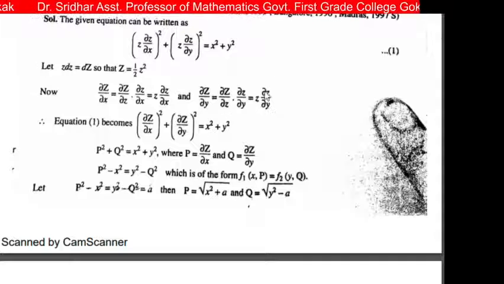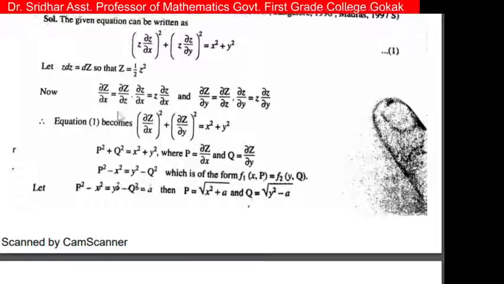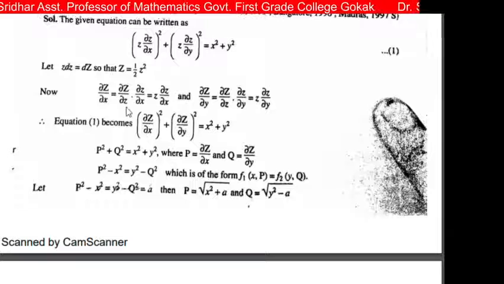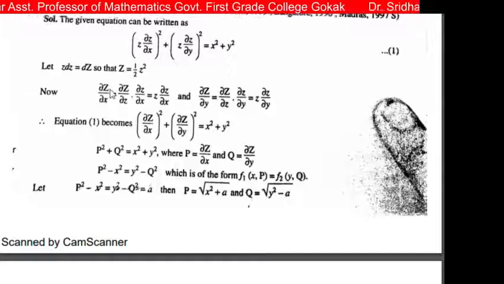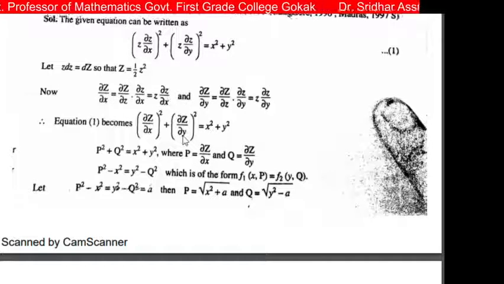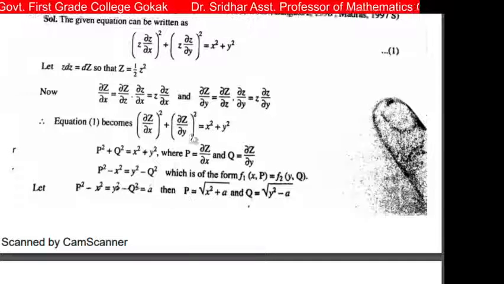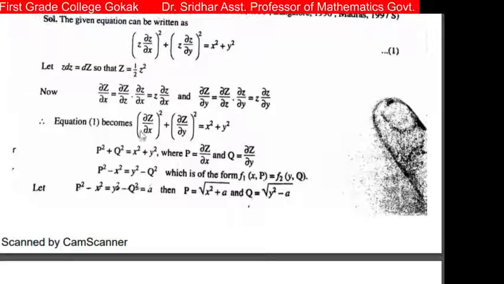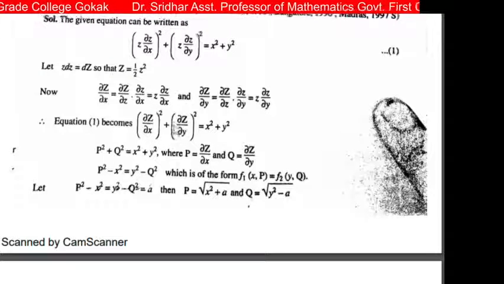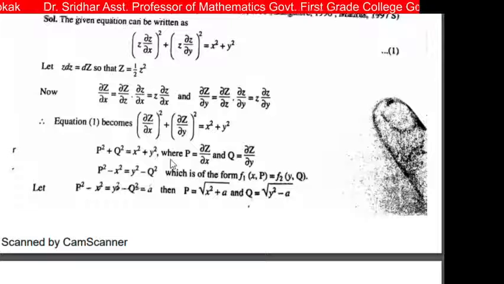Now substituting all this in the given form, we have (∂Z/∂x)^2 + (∂Z/∂y)^2 = x^2 + y^2. Or let us denote this derivative by capital P and this derivative by capital Q. Then it gives P^2 + Q^2 = x^2 + y^2.